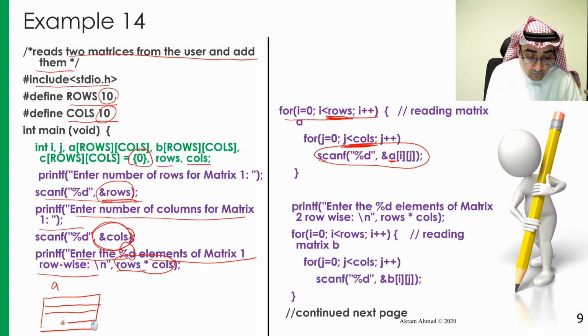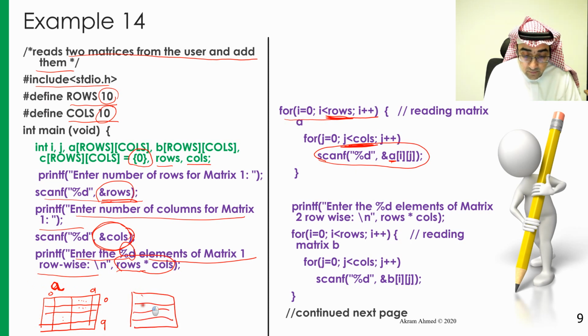Okay, so it's 0 to 9 and 0 to 9, and this is the variable A. Then you will have a variable B, similarly a 10 by 10 array.